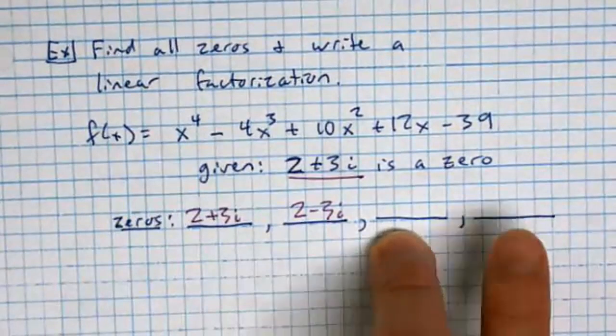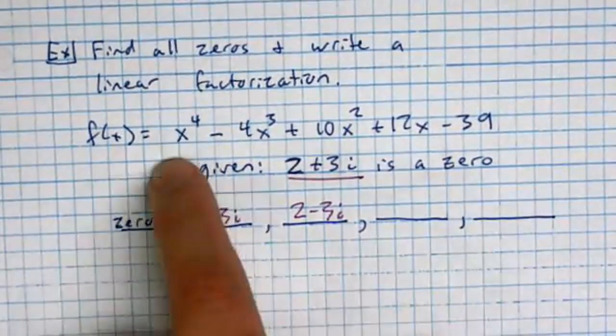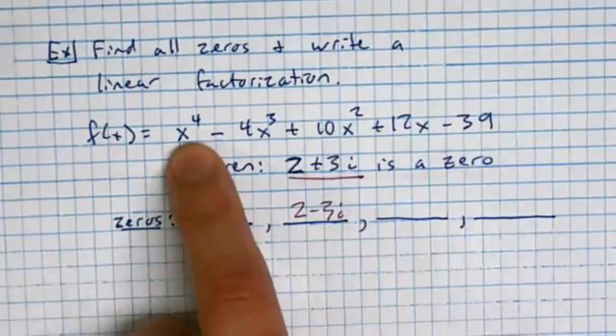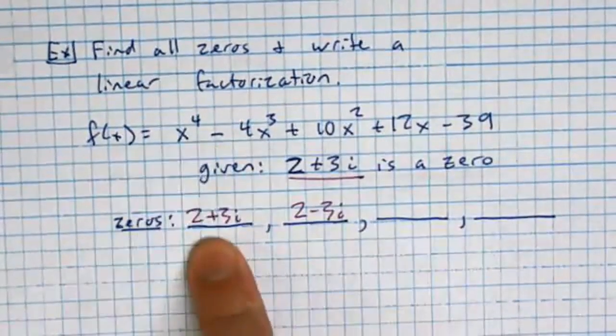Well, what did we do before when we knew what some of the zeros were? We used division, right? We took our original polynomial, we divided out the zeros that we knew were part of it. Now, have you ever done synthetic division with imaginaries before? It's possible, but it's very messy. So I'm going to suggest that we don't do that.